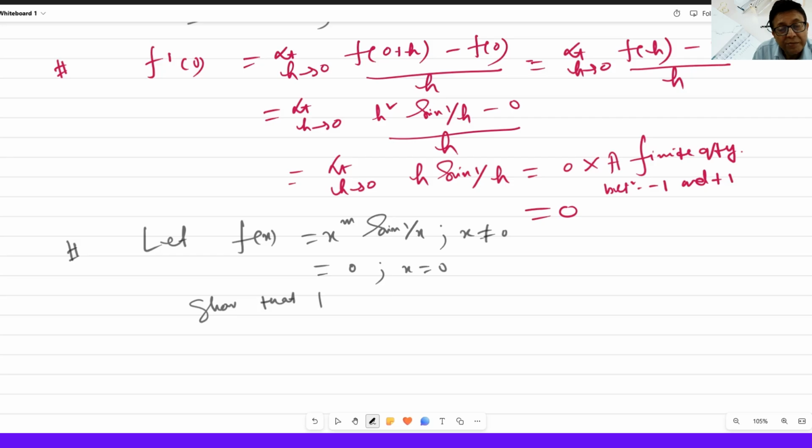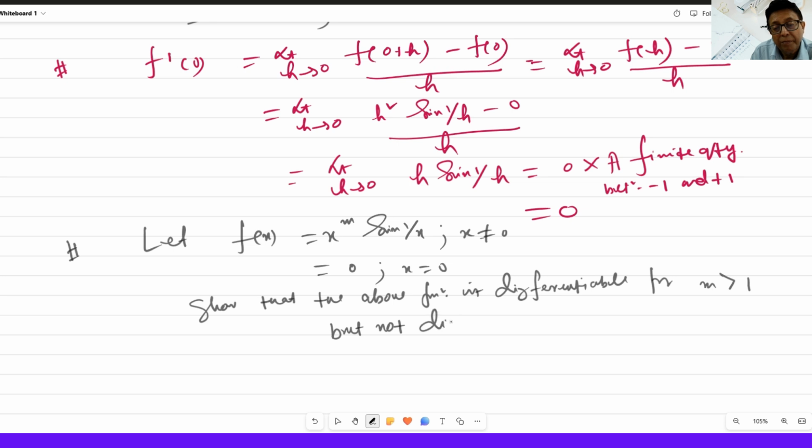Show that the above function is differentiable for, sorry, not x, it will be m greater than 1, but not differentiable for m less than or equal to 1. See how to answer the question here.